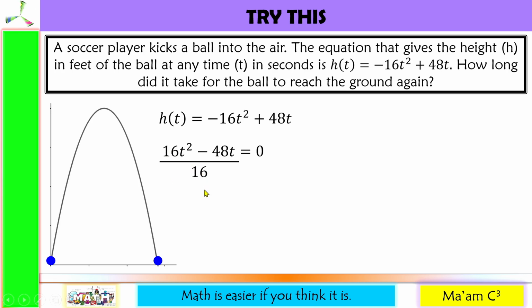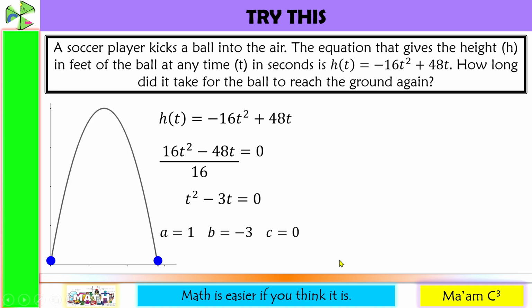16 divided by 16 is 1, so we have t squared. 48 divided by 16 is 3, so we have negative 3t equals 0. We can now identify our a, b, and c. A, again, is the numerical coefficient of the variable raised to the second power, so our A is the invisible one. B is the numerical coefficient of the variable raised to the first power, so B here is negative 3. And C is the numerical coefficient, and we do not have it here, so our C is equal to 0.